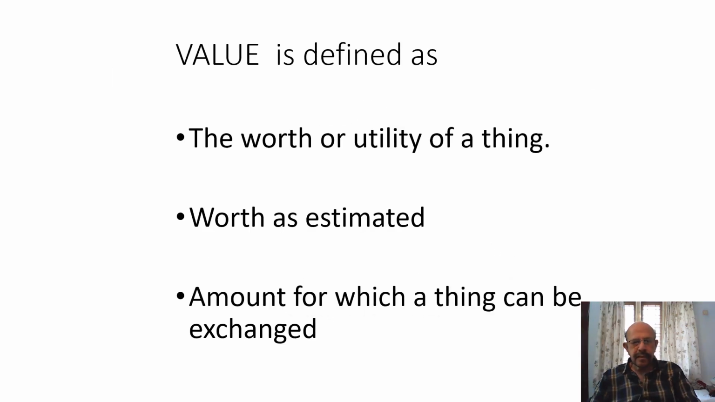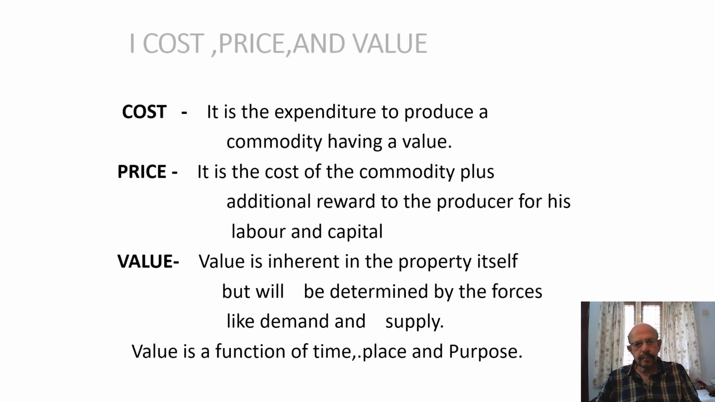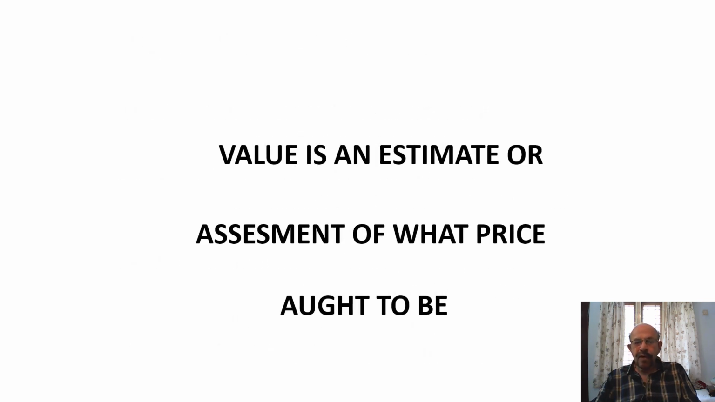Value is defined as the worth or utility of a thing. Worth as estimated, the amount for which a thing can be exchanged. Cost, price and value. Cost: it is the expenditure to produce a commodity having a value. Price: it is the cost of the commodity plus additional reward to the producer for his labor and capital. Value: value is inherent in the property itself, but will be determined by forces like demand and supply. Value is a function of time, place, and purpose. Value is an estimate or assessment of what price ought to be.